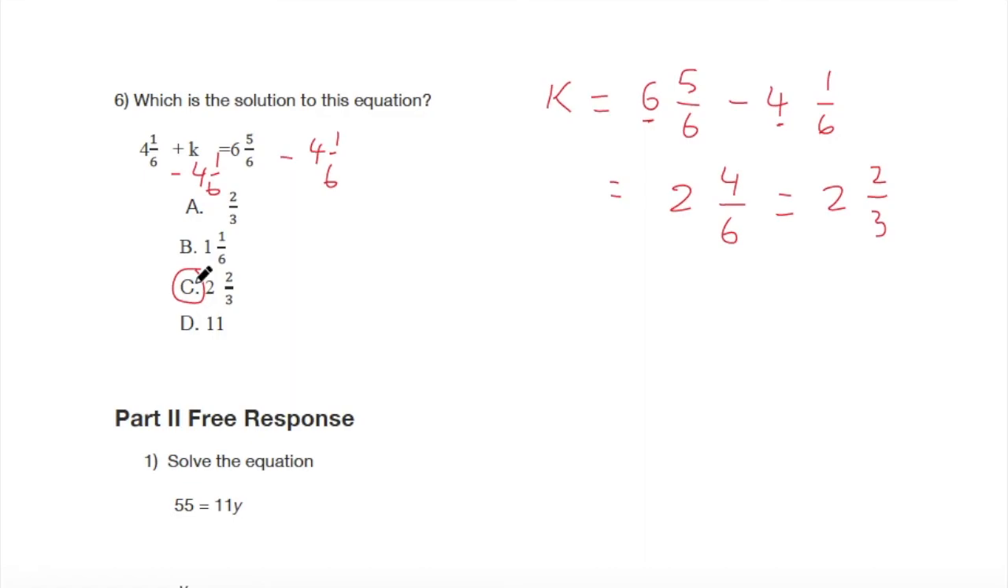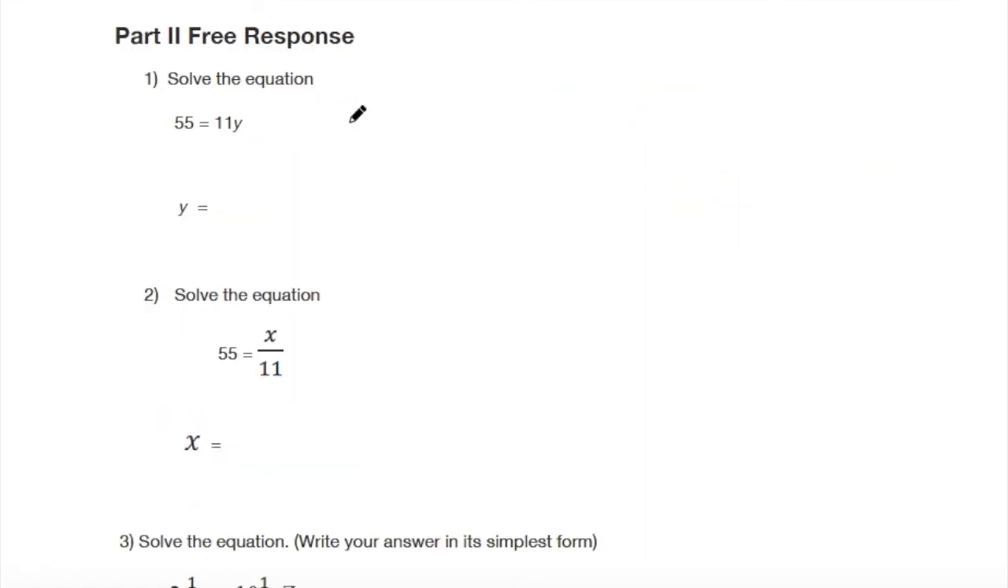Next question. Solve the equation 55 equals 11y. We're gonna multiply by the reciprocal of 11, which is 1 over 11, on both sides. Here it will be y, and here we have a common factor, which is 11. By dividing by 11 equals 1, by dividing by 11 equals 5, so y equals 5.